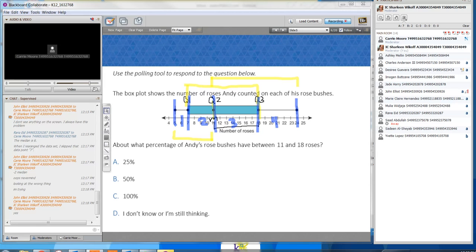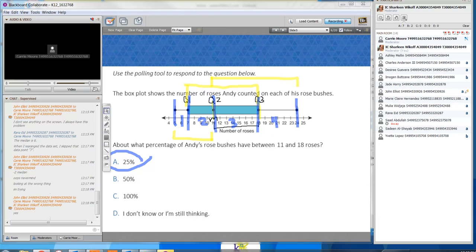Okay, so some of my B's have gone from the dark side to the light side. That's good. So the correct answer is A, 25%. Because between 11 and 18, this is all of the third quartile, and a quartile is a fourth, so 25%.